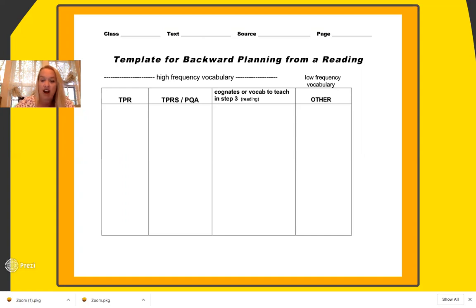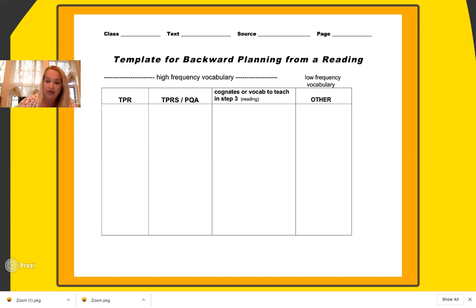Third column is cognates. That's going to come in the reading process. When you're reading through the book and you see a word like importante, you're going to maybe ask the kids, hey, ¿cómo se dice importante en inglés? And more than likely, one or two will say important. So those are cognates in that column. And then the last column is low frequency vocabulary, words that they probably won't use in intermediate conversation often, that maybe pop up in the story here and there.